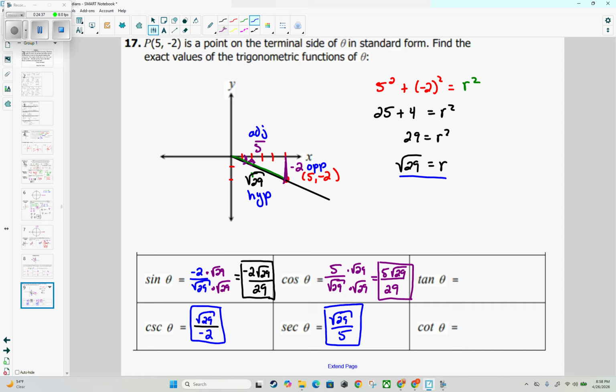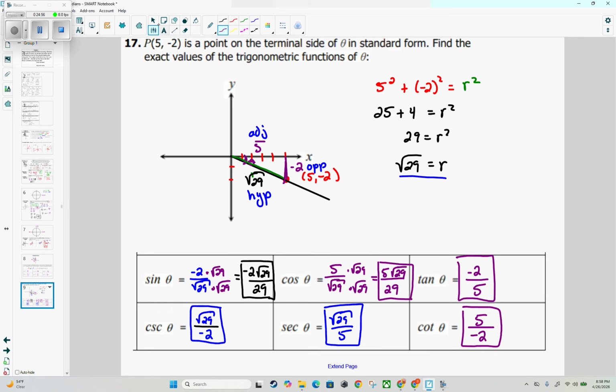Finally, we get to our tangent and cotangent. Tangent is opposite. That's negative 2 over adjacent, which is 5. And that is done. Don't need to simplify that any further. And the cotangent is basically the flip of it. So it would be the 5 over the negative 2.